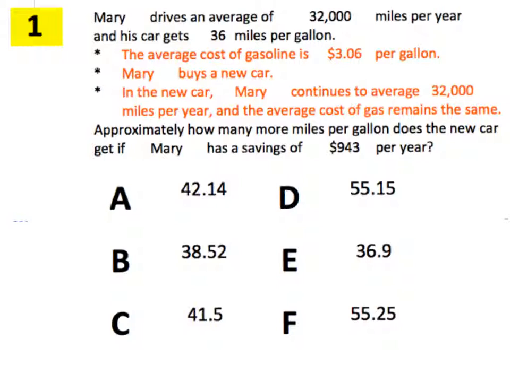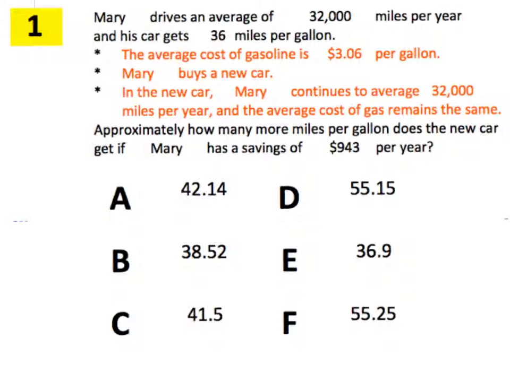All right, so she drives 32,000 miles per year and gets 36 miles per gallon. The average cost of gasoline is $3.06 per gallon. Mary buys a new car. In the new car, Mary continues to average 32,000 miles per year. And the average cost of gas stays the same.